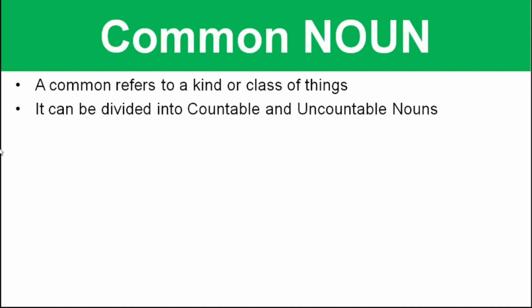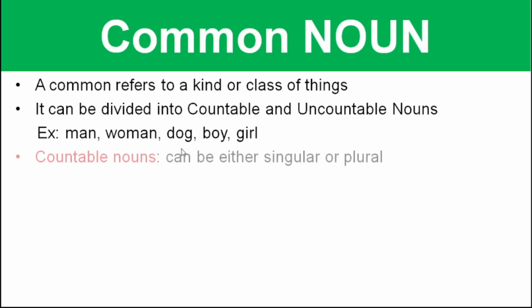Here, if you look at the examples of the common noun, they are man, woman, dog, boy, girl, etc. So here man means any man. If we are using a particular name of that man, it can be called a proper noun. Without any name, when we are using it in general, it is called a man. In general, if we address any woman, it is called a woman, right? So look at the countable nouns.